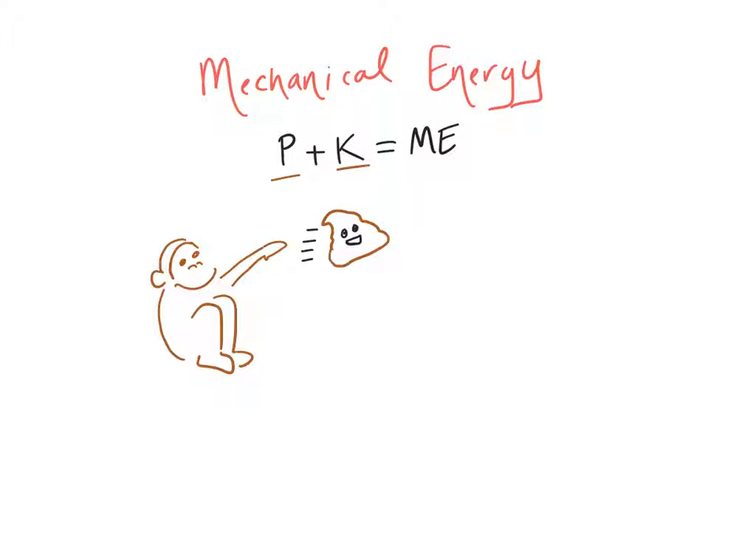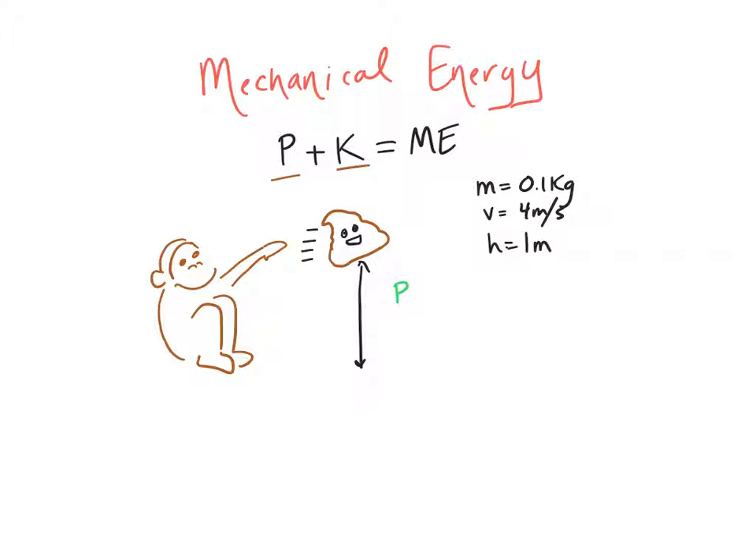Now let's say that you had a monkey throw poop at you, okay? Let's say the poop had a mass of 0.1 kilograms. It had a velocity of 4 meters per second. And it was, let's say, a meter off the ground. Let's find the mechanical energy of that.